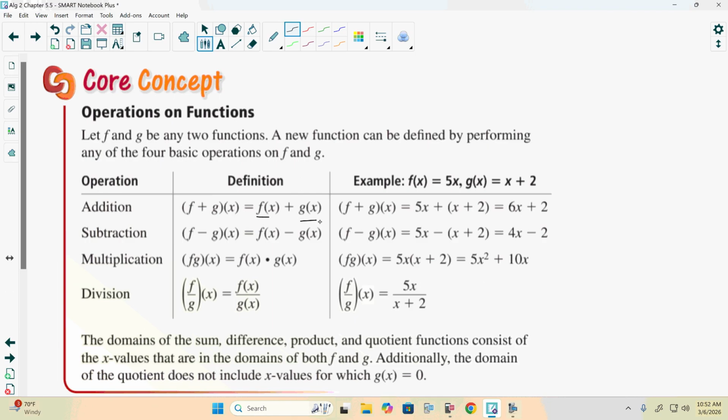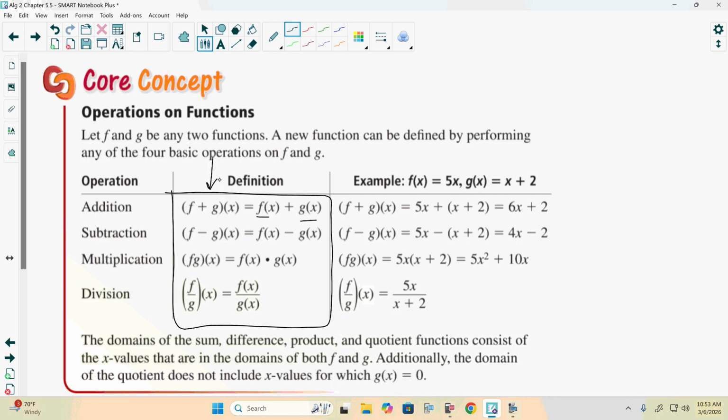So I would write and fill this part in. We don't need the full example because we'll look at examples here in a minute. But when we look at these here, f plus g of x for addition, we're really saying that we're taking f of x and adding g of x to it. F minus g of x is f of x minus g of x. F times g of x is f of x times g of x. And f divided by g of x is f of x divided by g of x. And all of these here are just a shorthand way to write it.